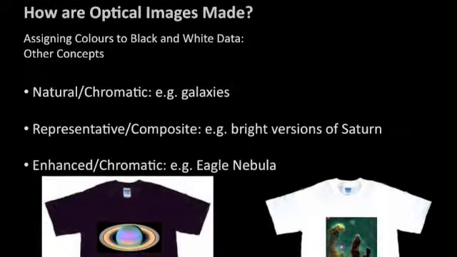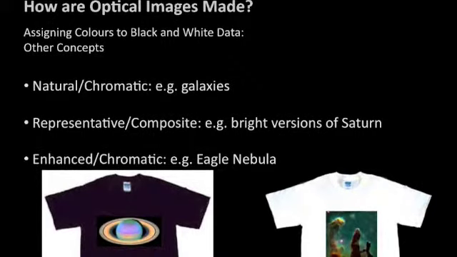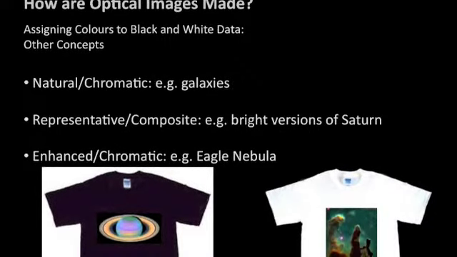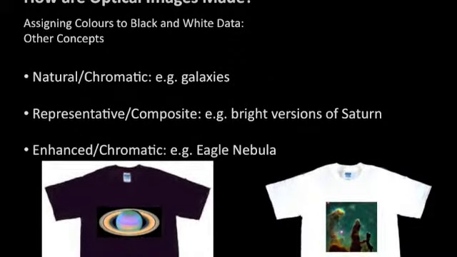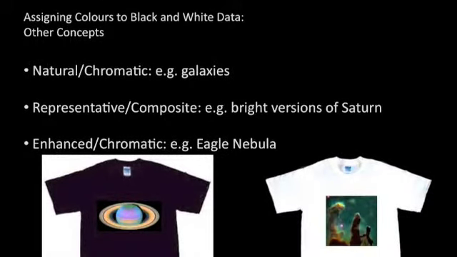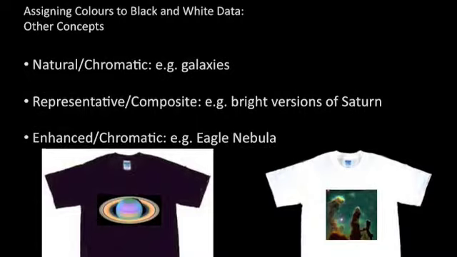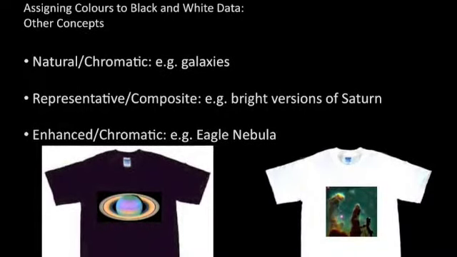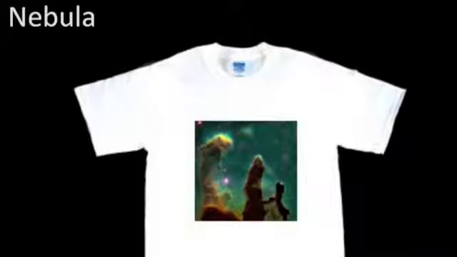There are other terms you might come across in reading about images, and for example, we have the natural, which is really a chromatic ordering, and usually that's used for galaxies. Those very nice, bright pictures of Saturn, representative it might be called, and that's a composite ordering where the filter colors have been assigned in a different order. And I want to emphasize that this isn't an arbitrary order.